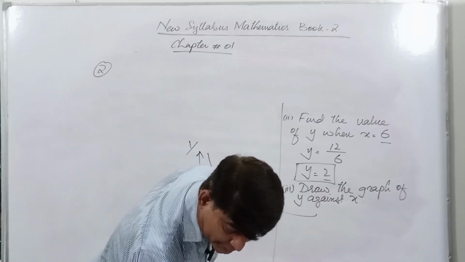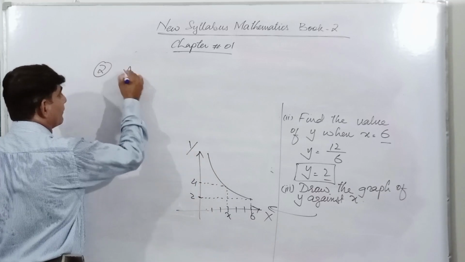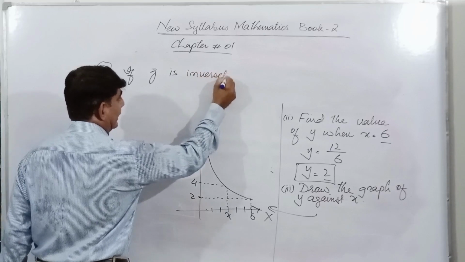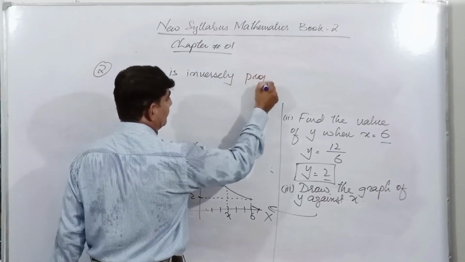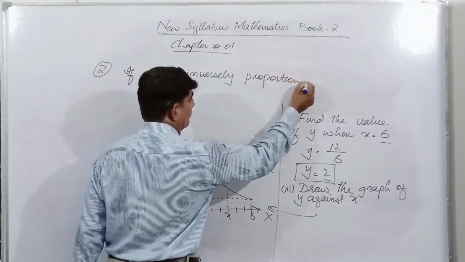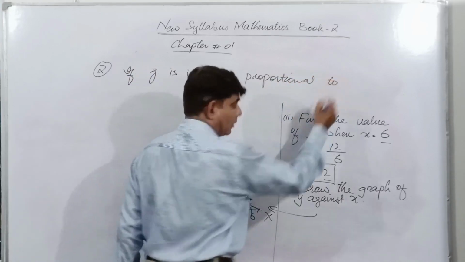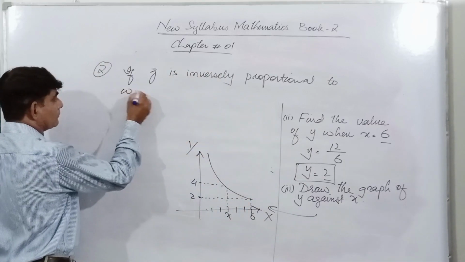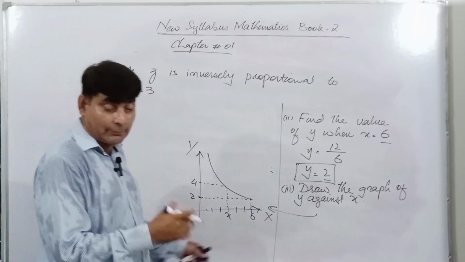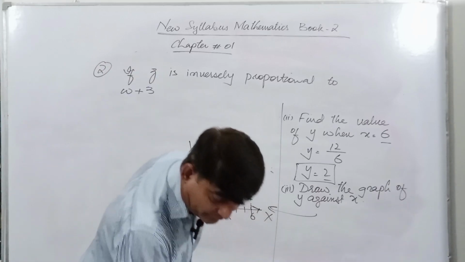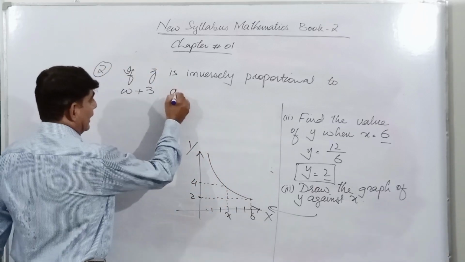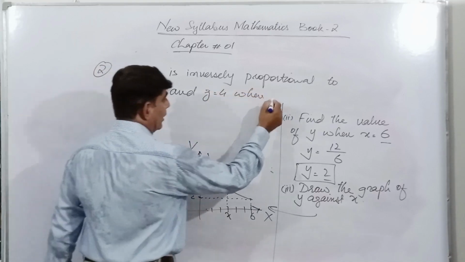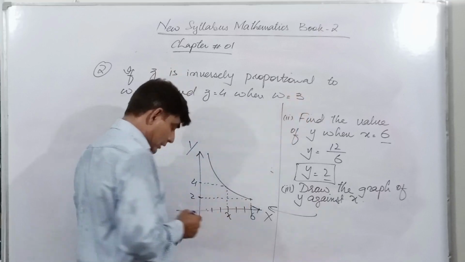If z is inversely proportional to w plus 3, and z equals 4 when w equals 3.